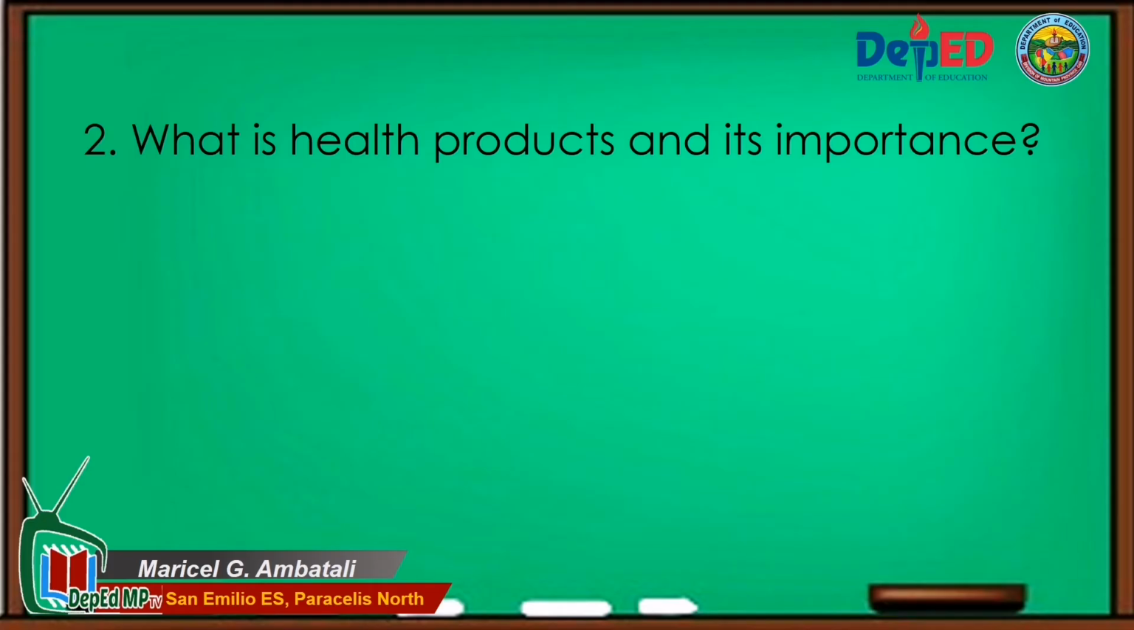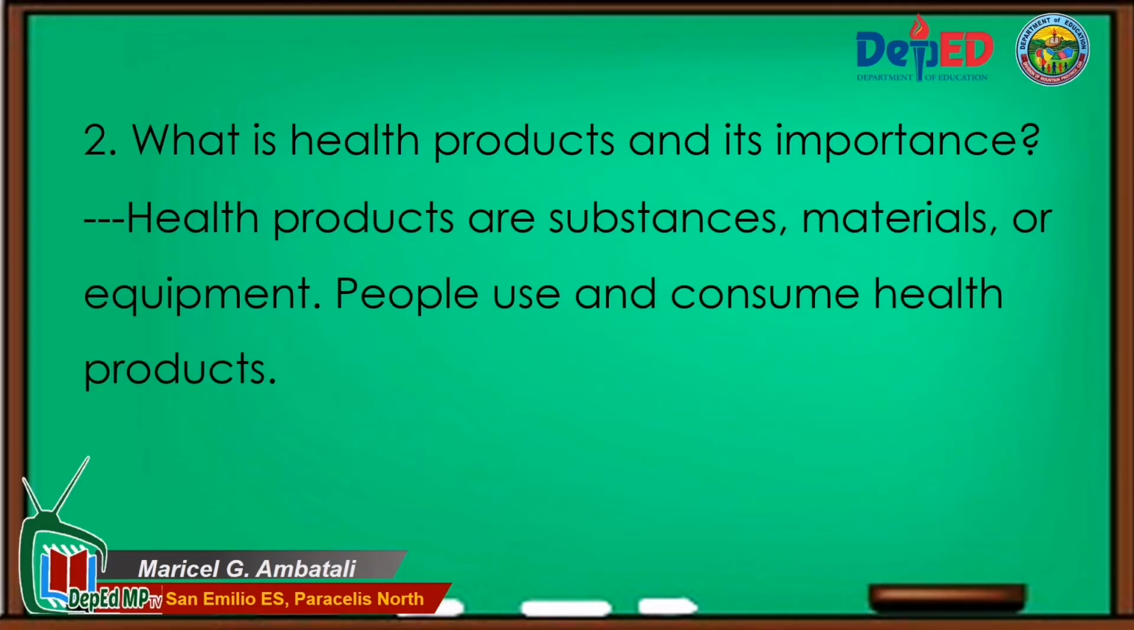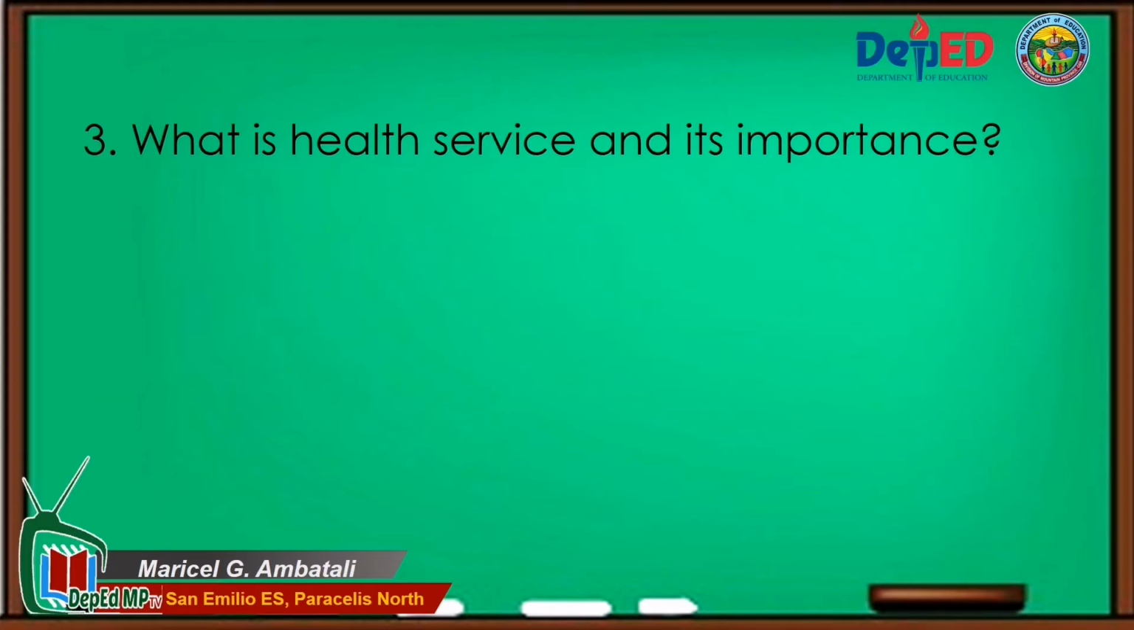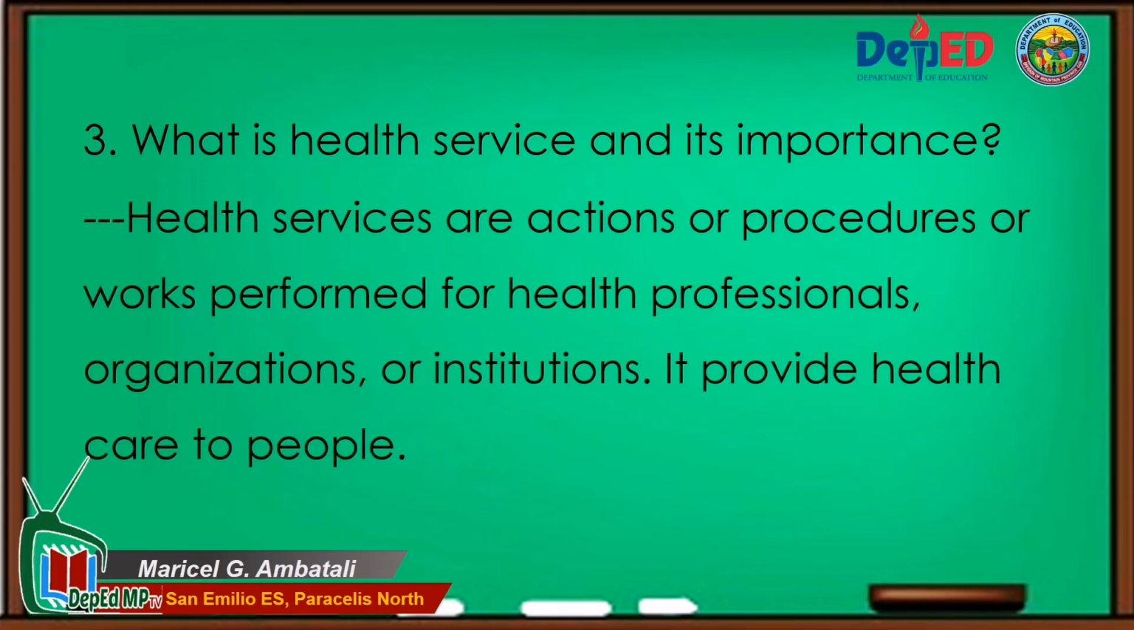Number 2. What is health products and its importance? The answer is health products are substances, materials or equipment. People use and consume health products. And number 3, what is health service and its importance? And the answer is, health services are actions or procedures or works performed for health professionals, organizations, or institutions. It provides health care to people.